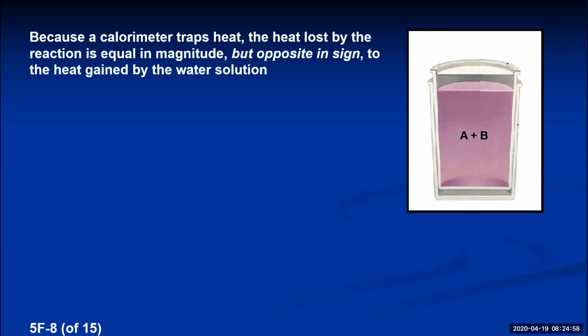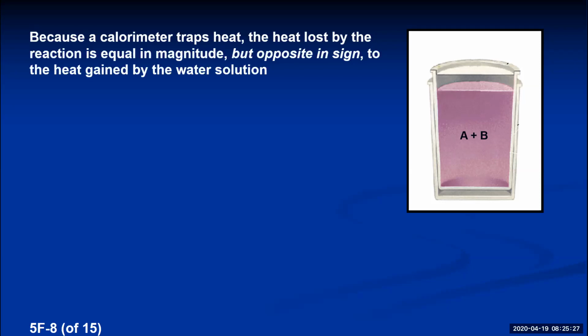Now, because the calorimeter traps heat, that means any heat lost by the reaction, any heat given off by the A and B, is going to exactly be equal to the heat that's gained by the water in the calorimeter, and that's why we nest several different styrofoam cups together. They're really good insulators. You can hold hot coffee in styrofoam cups. Heat doesn't get out. So we're trying to set up a situation where all the heat from the reaction is completely absorbed by the water.